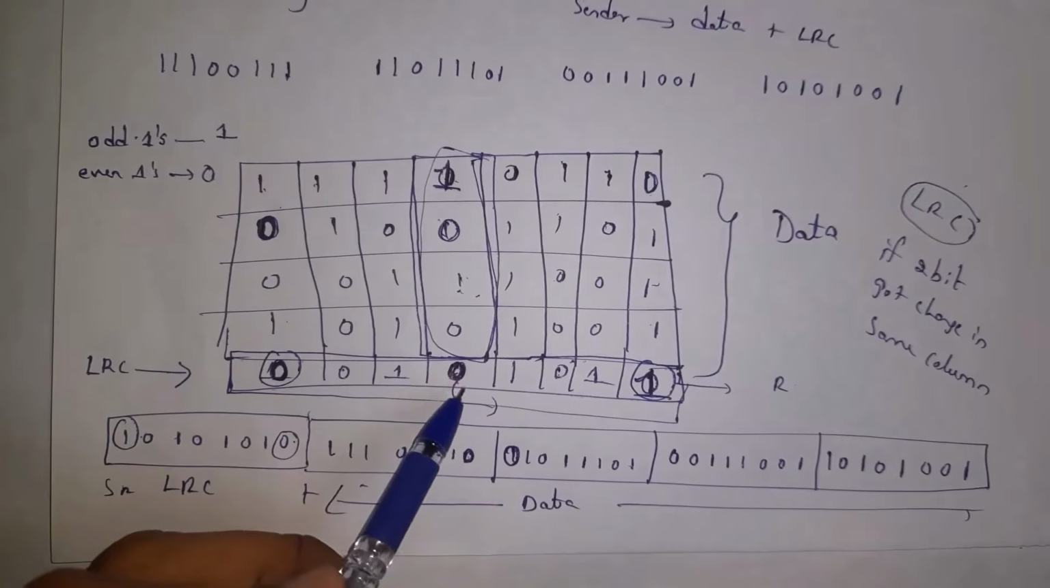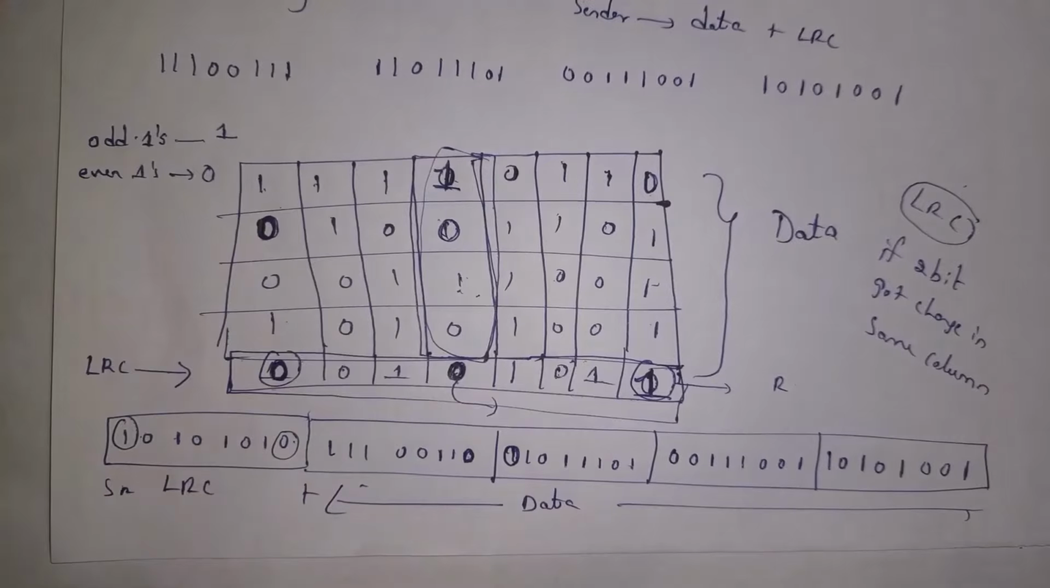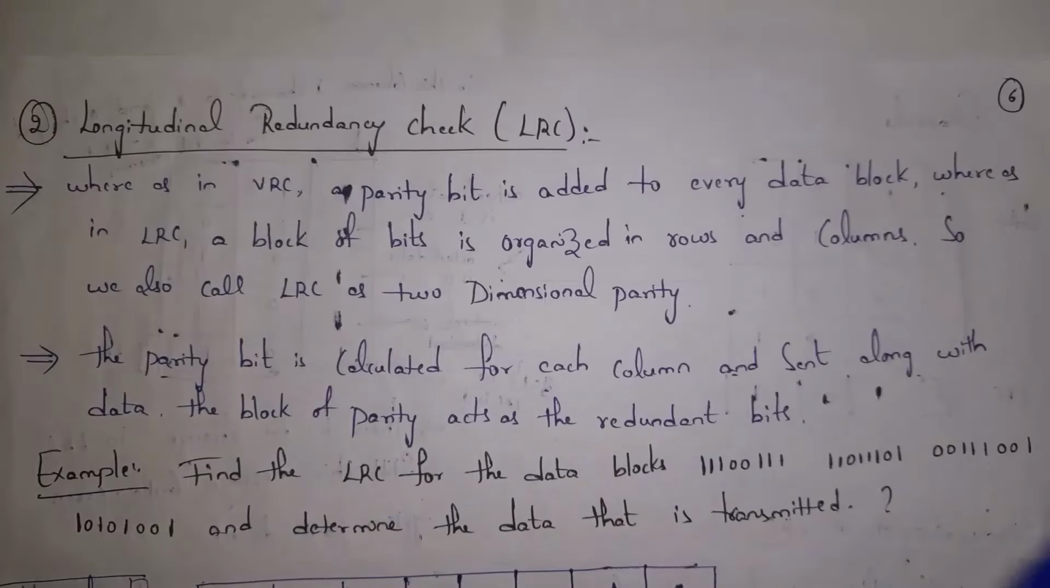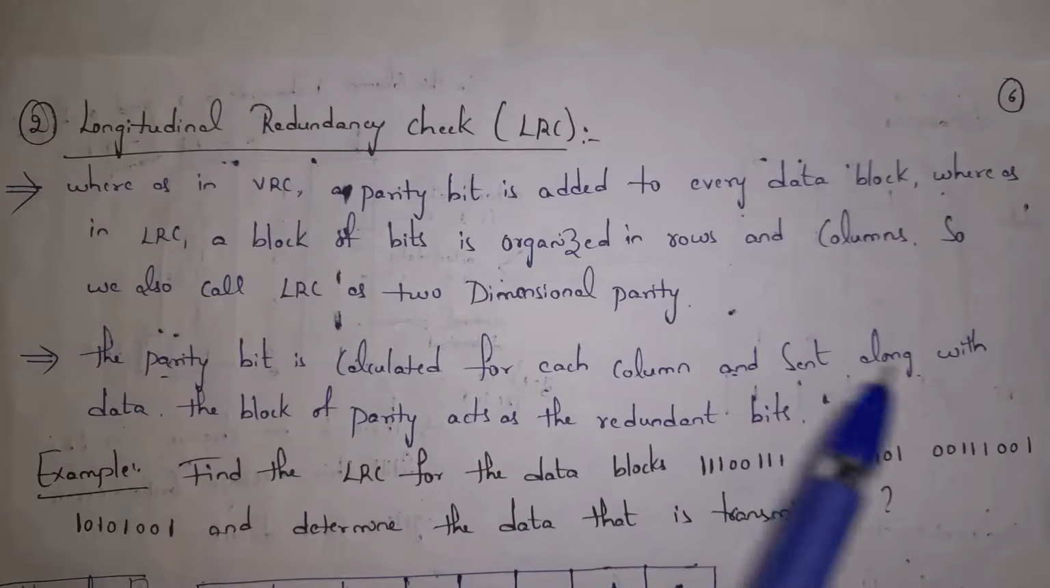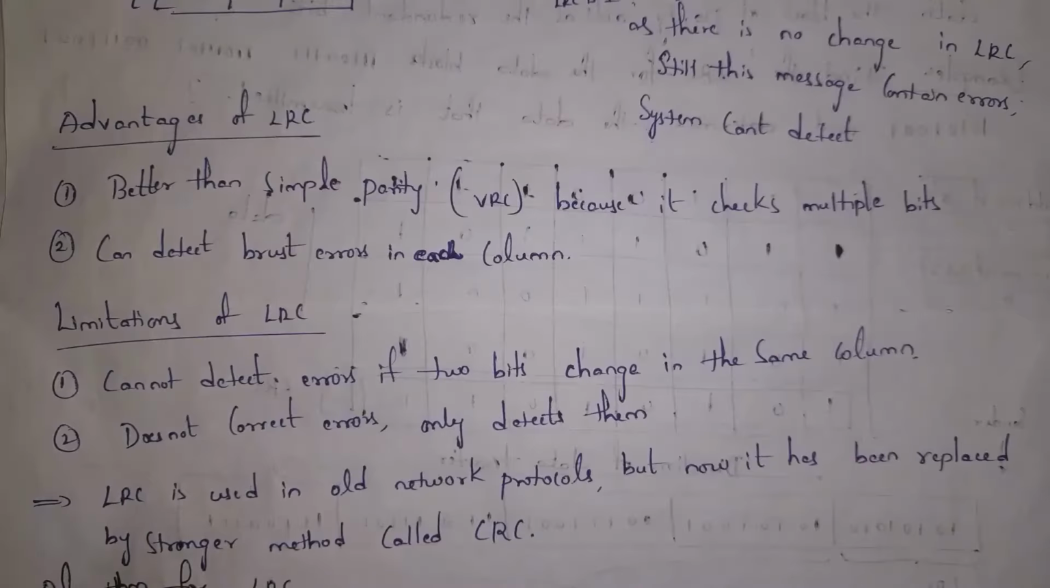So whenever the receiver receives data, the receiver will think that there are no errors in the data, but actually the data contains multiple errors. So LRC cannot detect errors if 2 bits got changed in the same column. In LRC, our block of bits are organized in rows and columns. So we can also call LRC 2-dimensional parity. As LRC is an old network protocol, now LRC is replaced with CRC, where CRC stands for Cyclic Redundancy Check.